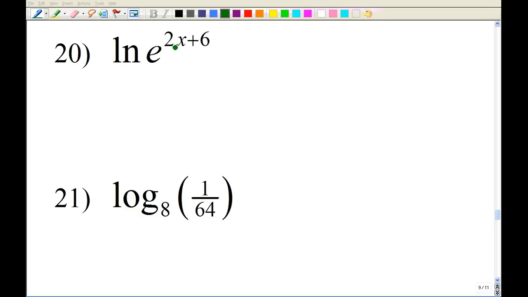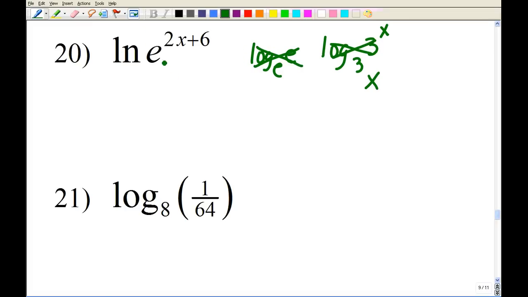Okay, ln of e to the 2x plus 6. So we just talked about if we see something like log base 3 of 3 to the x, that thing would cancel and you'd just be left with x. Well, ln, remember, is just log base e. So if you see something like this, log base e is just ln. So that would cancel. So ln and e cancel each other out, and you're just left with the 2x plus 6.